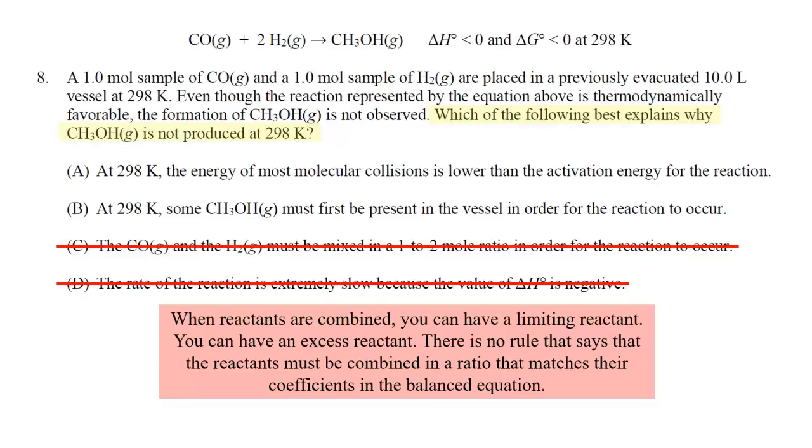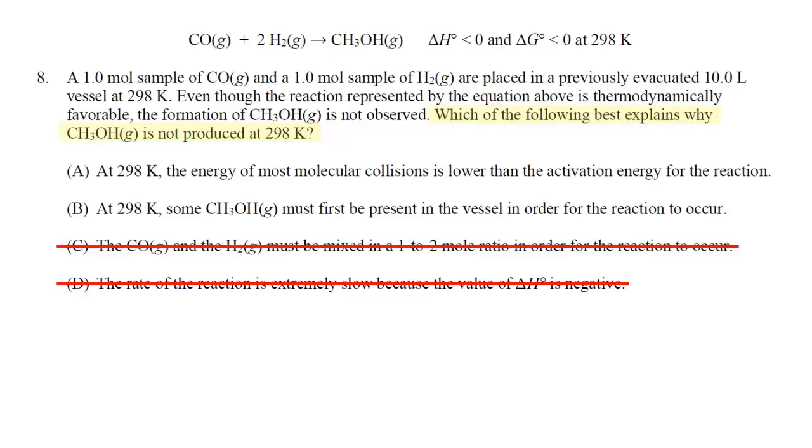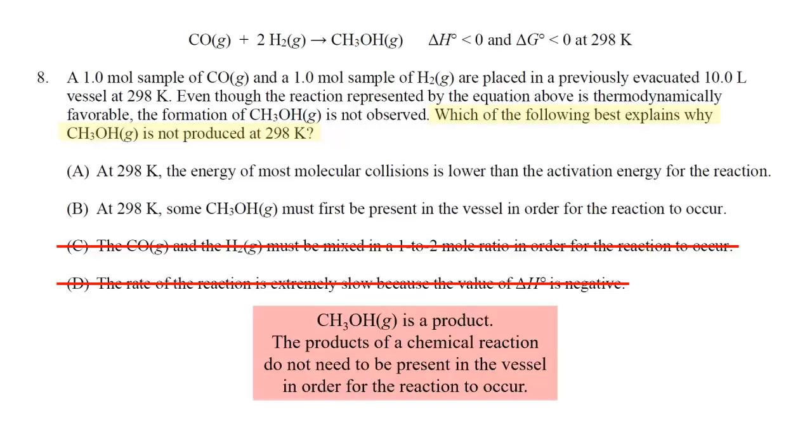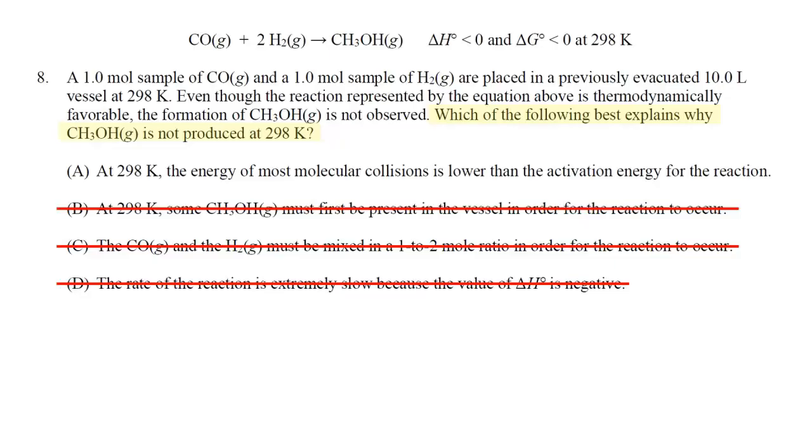Now choice B says that at 298 Kelvin, some of this methanol vapor, which is the product of this reaction, must first be present in the vessel in order for the reaction to occur. So methanol vapor is a product, but the products of a chemical reaction do not need to be present in the vessel in order for the reaction to occur. So hopefully you can see why I began with choice D and then worked my way up. The correct answer to question 8 is choice A.